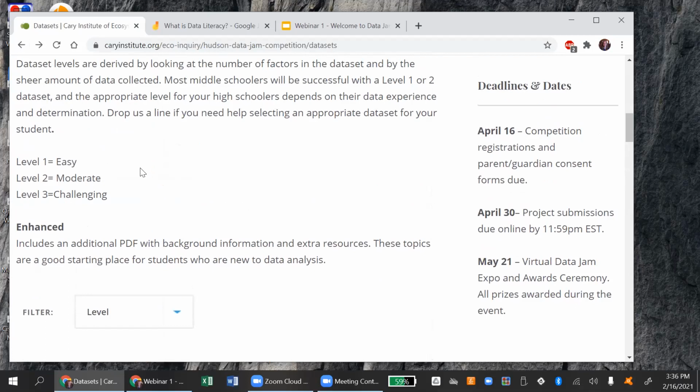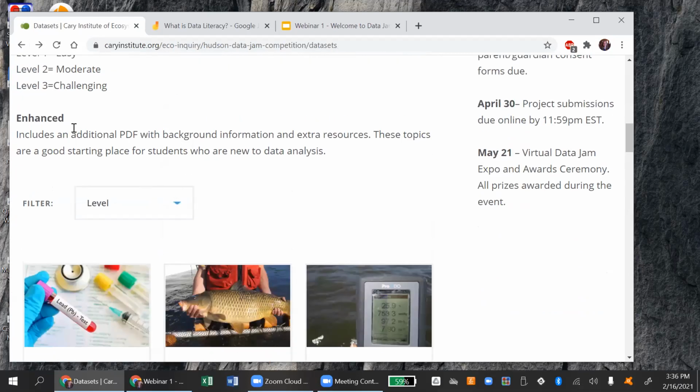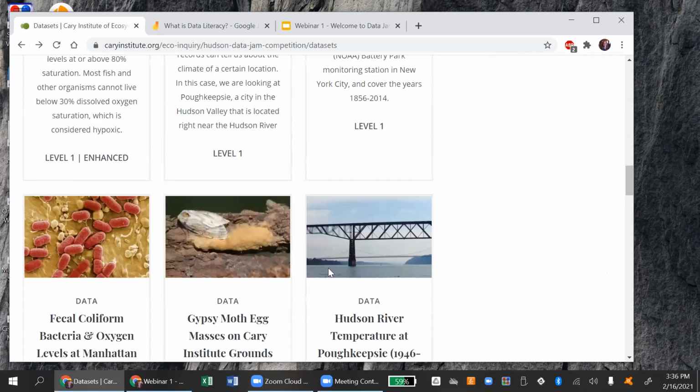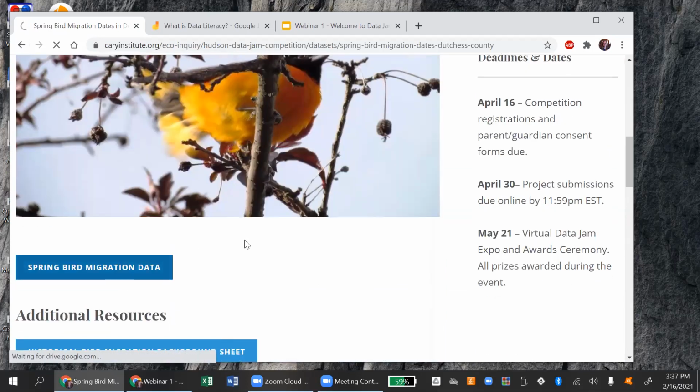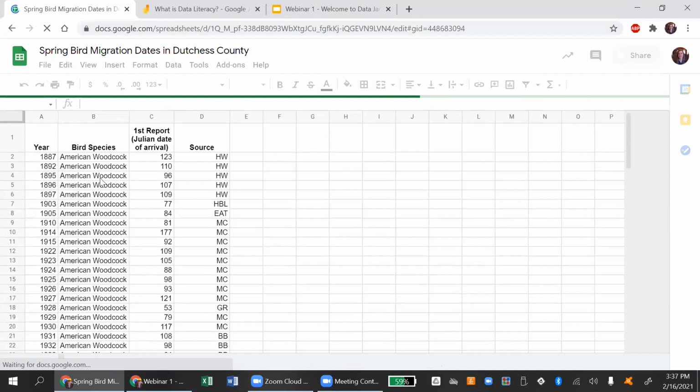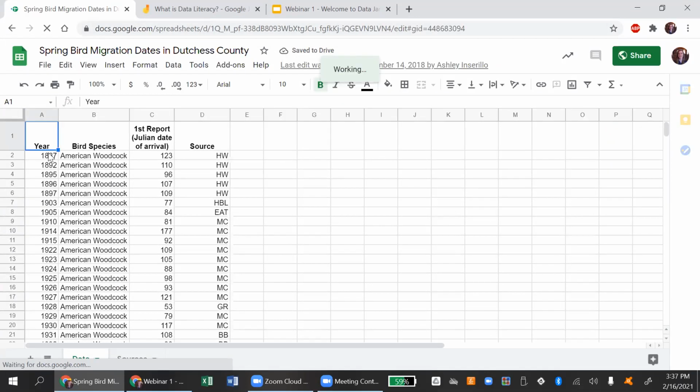It's important to note that there are different levels. If you are brand new to Data Jam, if your students are new to working with data, I highly encourage you to check out the level 1 data sets. For example, if we look at our bird migration data set, you'll notice that the data set's looking a little bit simpler. You have your years and the dates that the birds are arriving each year. We're looking at migration and how birds' migration arrival dates have changed with time from 1887 to the present day. This particular data set is interesting because there are 5 different species of birds that students can explore.